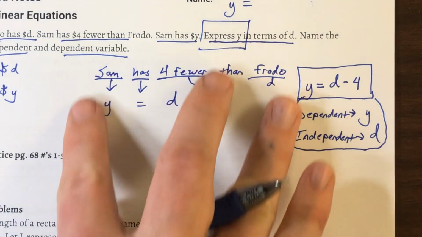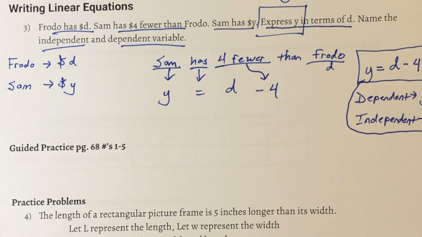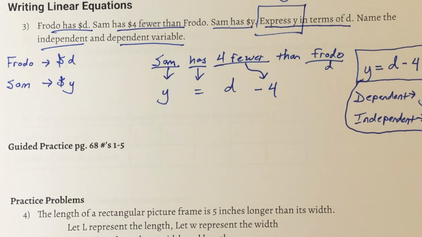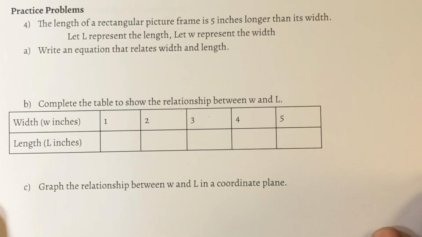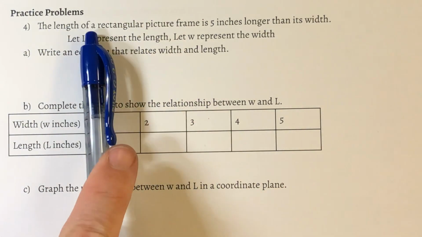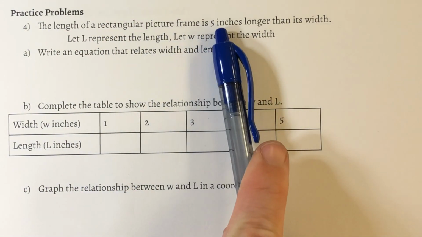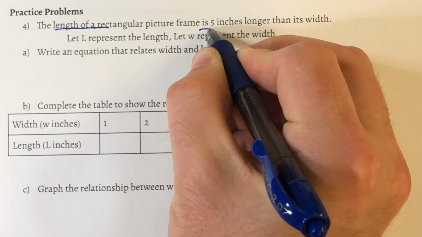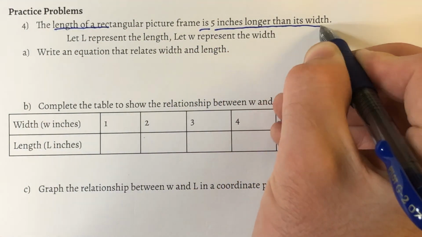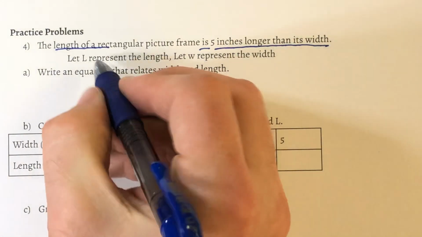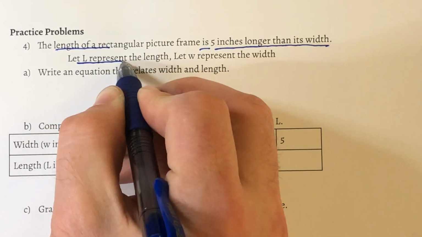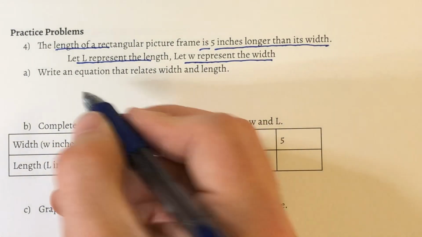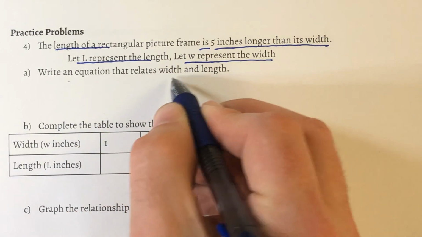All right, I think we've answered everything we need. Now we're going to take it one step further. We're going to chart it and graph it. Number 4. The length of a rectangular picture frame is going to be 5 inches longer than the width. So the length is 5 inches longer than the width. We're going to let capital L represent the length and lowercase w represent the width. Because why not? Write an equation that relates the width and length.